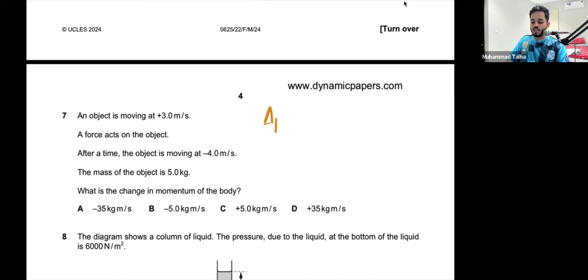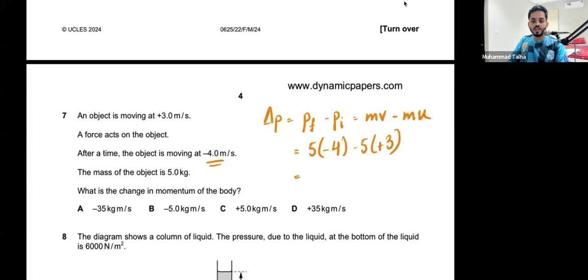So that's really delta P, which you might also know as the impulse, which is final minus initial momentum. Final momentum means mass times final velocity minus mass times initial velocity. So M is 5, final velocity is -4 minus 5 times +3. So 5 times -4 is -20, -15, which makes it -35. So the answer in that case is A. All right, let's go on.